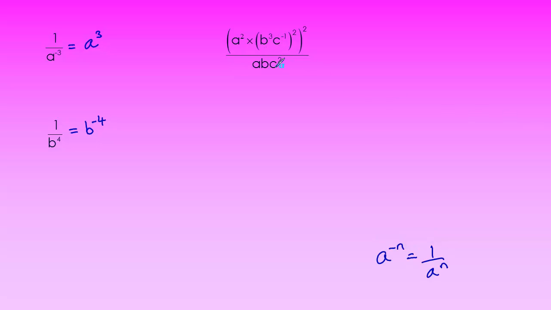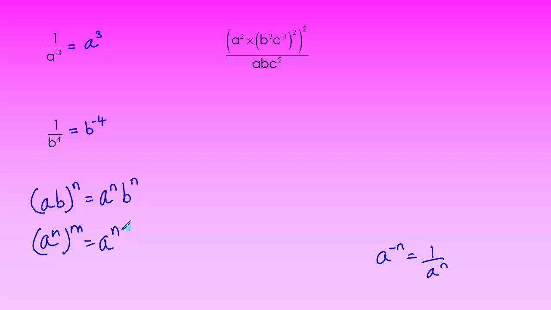Now when we come to this example, we're going to need some other index laws. ab to the power n is a to the n, b to the n, and also that a to the n, then to the power m, is a to the n times m. So if we look at this part here, we can use this index law.